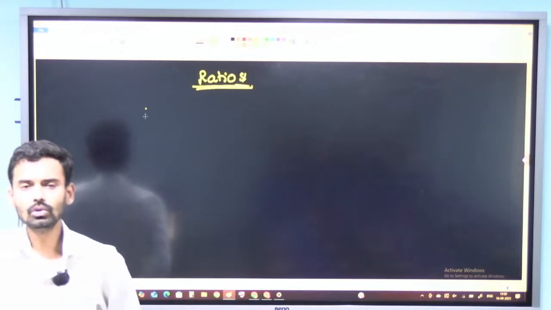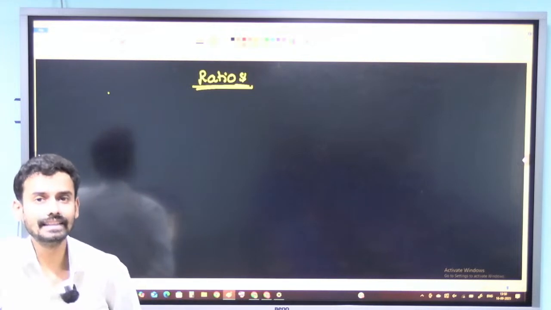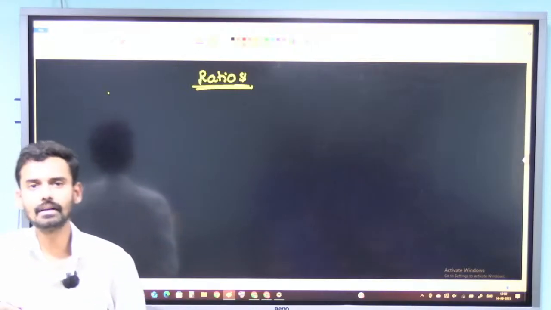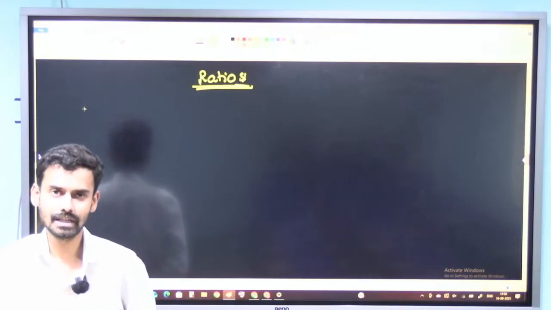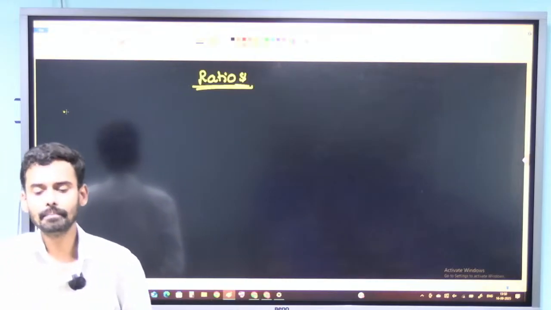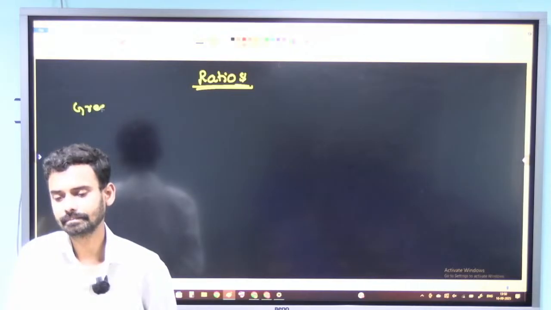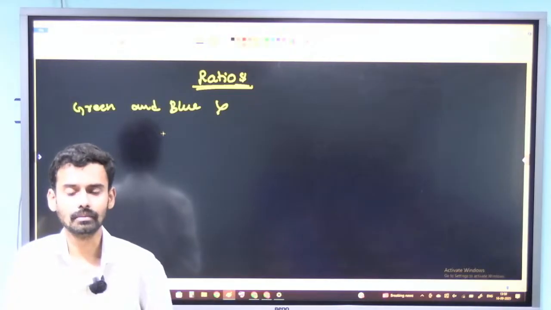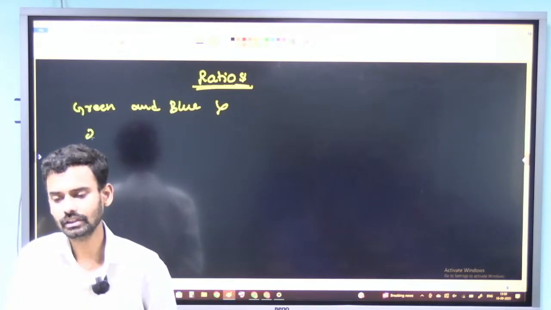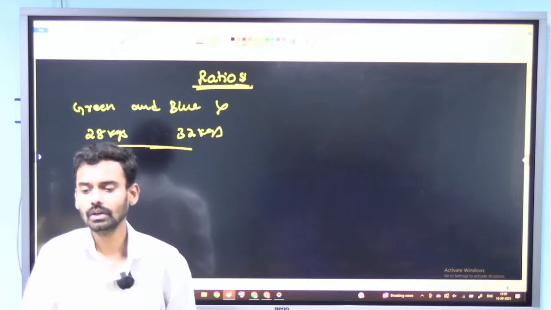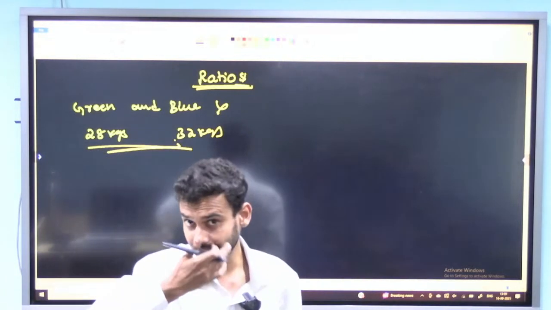And how to compare? We can't compare them qualitatively, but we can compare them quantitatively. If we attach a number to the quantities or entities, then we can compare them. But qualitative comparison is not possible using ratios. For example, I can't compare green and blue. So this comparison is not possible, but I can compare a person with 28 kgs and a person with 32 kgs. This is possible because this is a quantitative comparison.